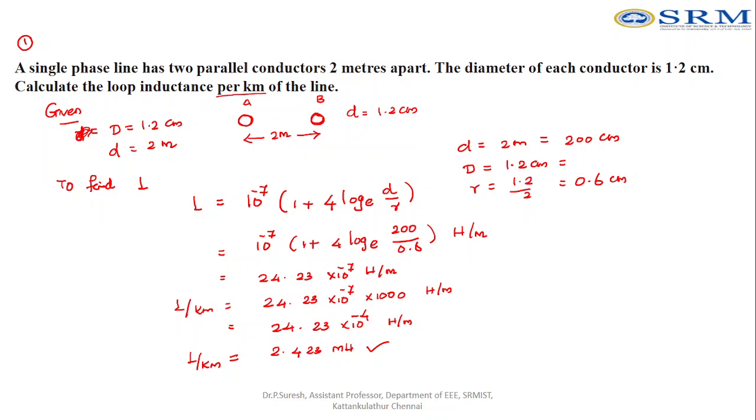Once the inductance value is calculated, we can easily find the voltage drop. This is how we have to solve the problem. I hope you can understand what a power system is, what the line parameters are, how we can calculate resistance, inductance and capacitance, and you can understand the problem.